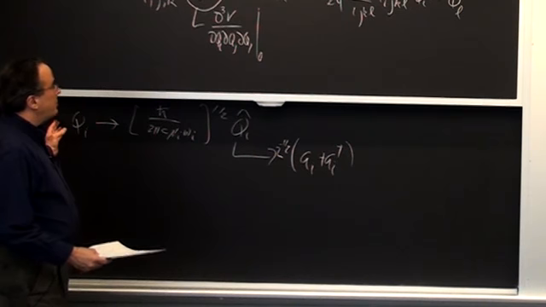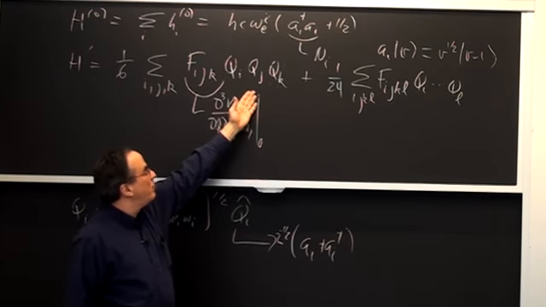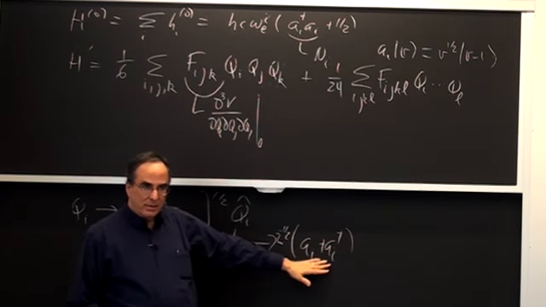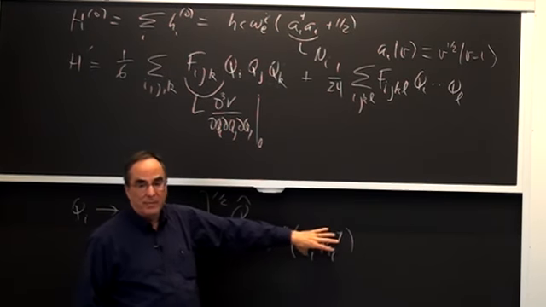So that's the procedure. We start out with this thing written out in standard form, and we reduce it to something expressed entirely in terms of creation, annihilation, and number operators.